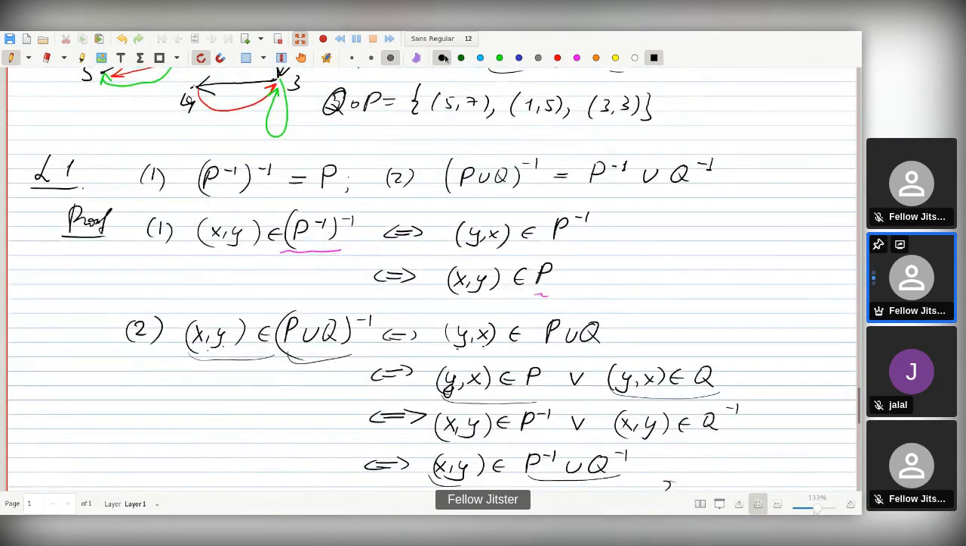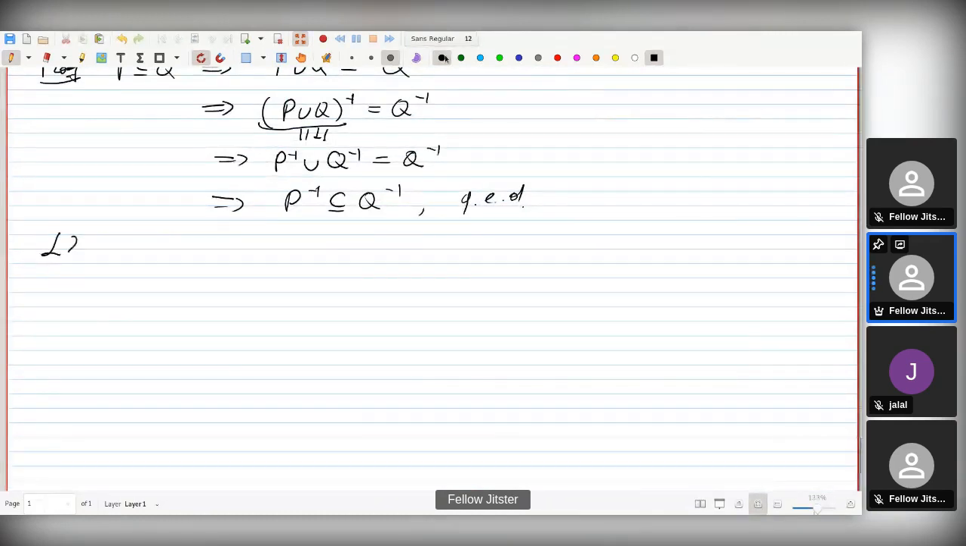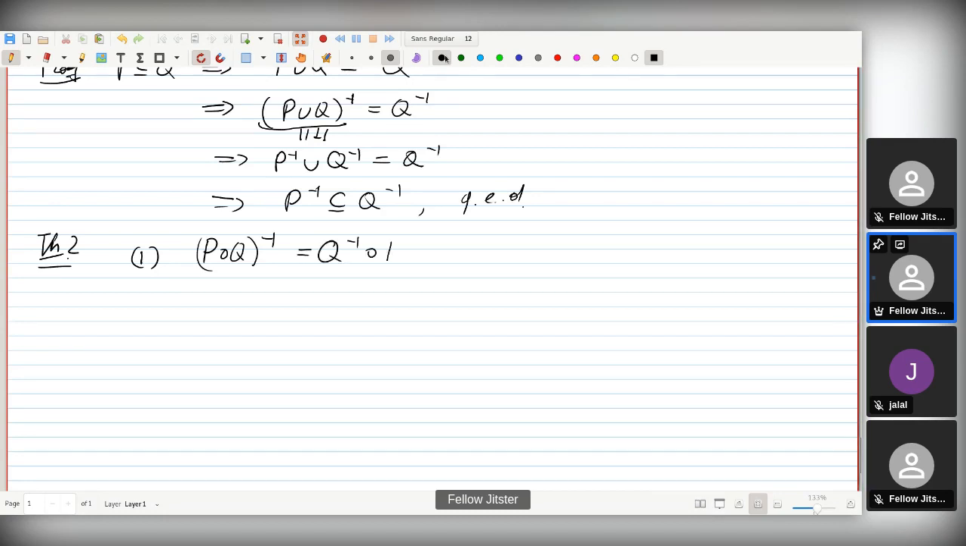Aha! But what about composition? Let us put composition into our play. So we have the following theorem. Let us call it more solemnly theorem 2. So we have the following properties for composition. The converse of the composition equals the composition of converses, and the order is also to be changed. Is this idea clear? Yes.